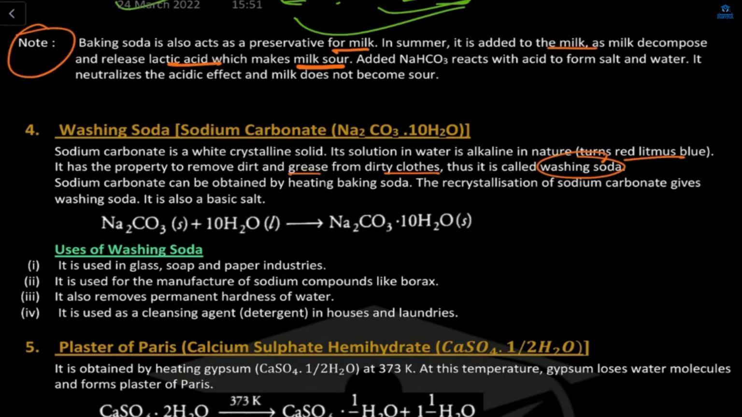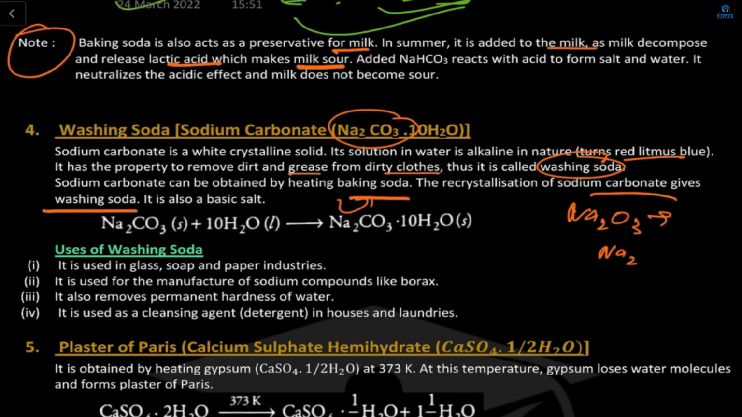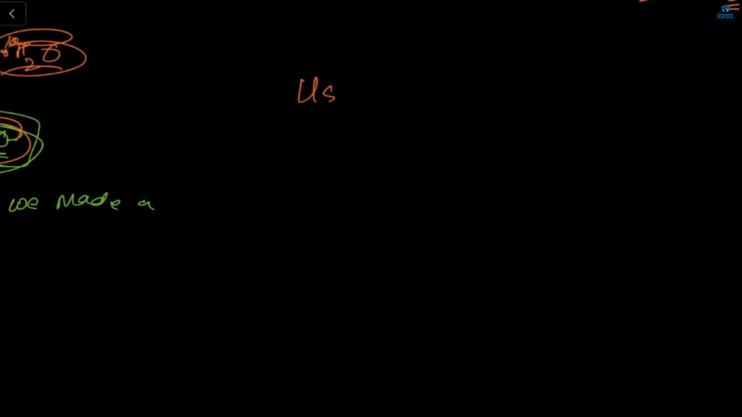Sodium carbonate can be obtained by heating baking soda. The recrystallization of sodium carbonate gives washing soda. Okay, sodium carbonate, Na2CO3, can be obtained by heating baking soda, which is NaHCO3, and on the recrystallization of Na2CO3, we will get Na2CO3.10H2O. Okay, now what are the uses of this washing soda?